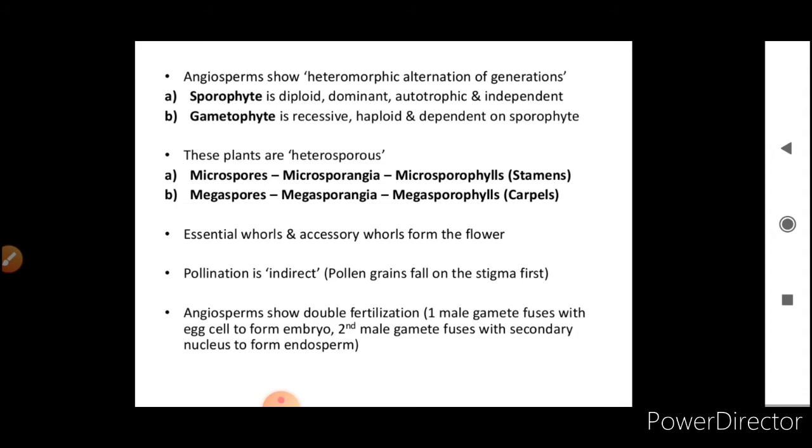Pollination is indirect, that is pollen grain falls on the stigma first. It is not direct pollination. Angiosperms will show double fertilization, that is one male gamete fuses with the egg cell, this I have already explained, to form embryo, and the second male gamete will fuse with the secondary nucleus to form endosperm, and this endosperm will provide nourishment to the developing embryo. When the seed germinates, it will use the endospermic part which will help in the formation of the root and the stem like structure initially on germination.